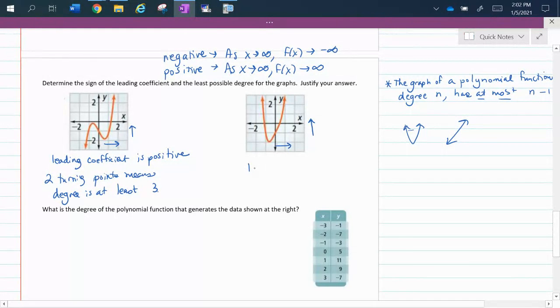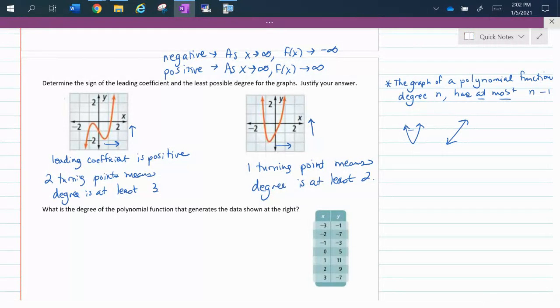And in this one, I see 1 turning point. So that means the degree is at least 2. But let's think about that. If the degree was 2, it would be quadratic, and our graph would be a parabola, wouldn't it? And we know that parabolas are symmetric. And I do not believe that this graph looks symmetric about an axis of symmetry. So therefore, I'm going to change it and say it's at least 4.